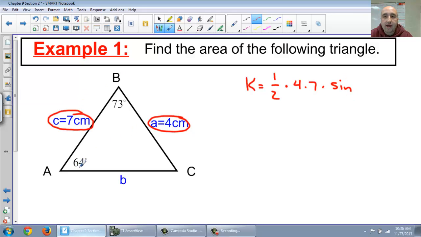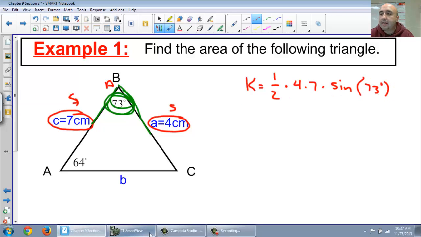Now, we have to choose the angle that we actually are looking for. So we have two choices here. We have 64 and 73. Now, we need to pick the one that is right in between the two sides. So our two sides come together, our 7 and our 4, so we need to use the 73 and not the 64. Okay, so hopefully that makes sense. We're using the angle that is right in between the side, angle, and the side. So we're going to do the sine of angle 73 degrees.